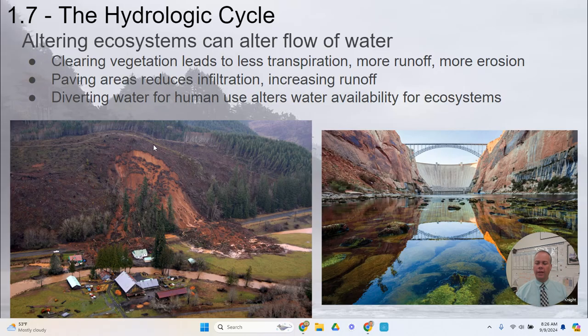But when we remove that vegetation, those roots no longer hold on to the soil, they no longer can take up the water, and so it leads to surface runoff. It leads to the waterlogging of soils, which can eventually lead to these mudslides as we see here. So clearing the vegetation reduces transpiration, increases runoff and erosion.